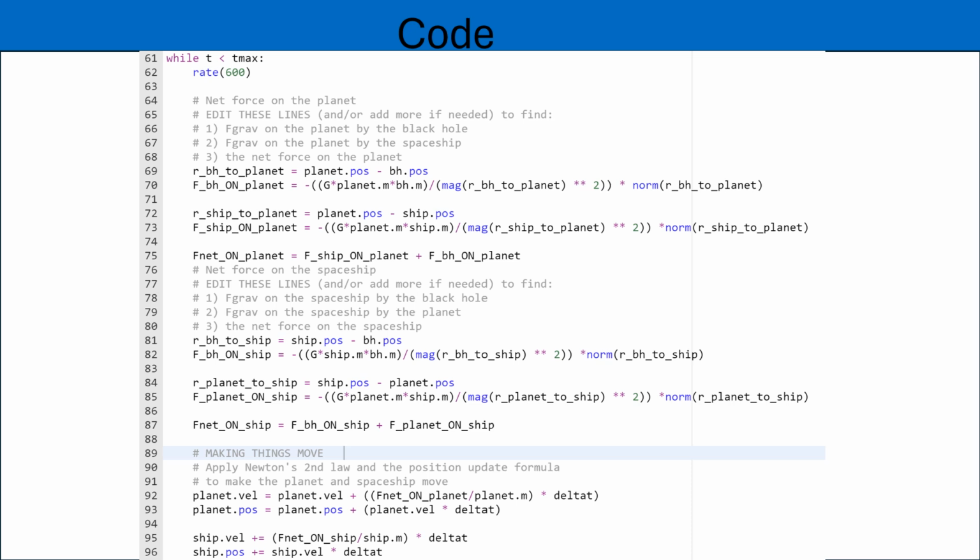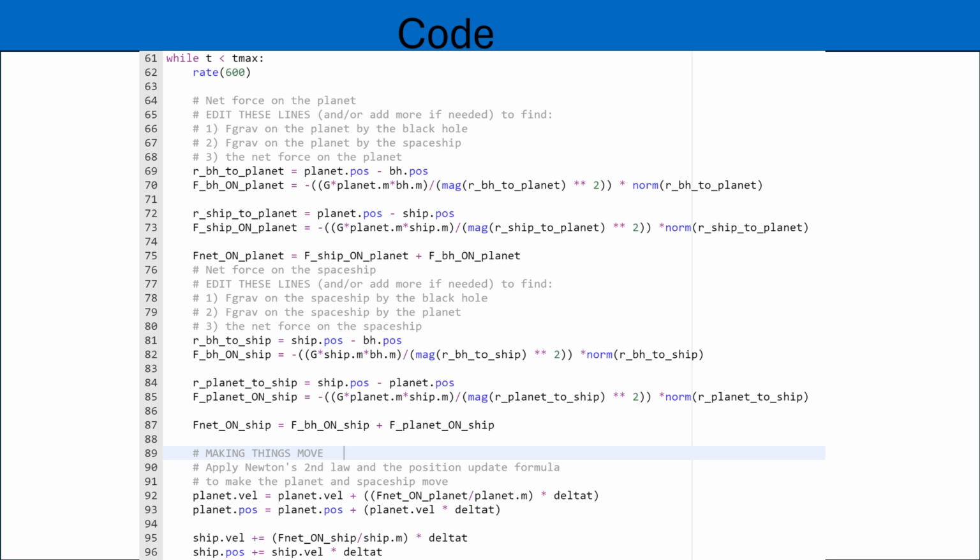And then we use that same equation from part 1, basically, but this time we're finding the force, so we just use the normal equation. And then we do that for ship to planet and planet on ship, and then we do this for ship with black hole and planet and ship. So we just do basically the same thing every time here, just with the different objects in comparison. And then we find F net in the end by adding the force of the black hole on the ship plus the planet on the ship.